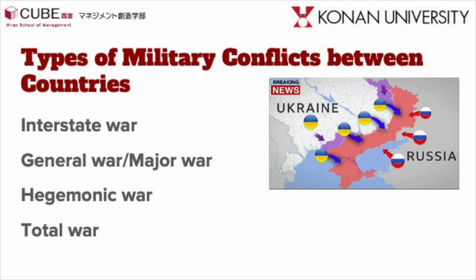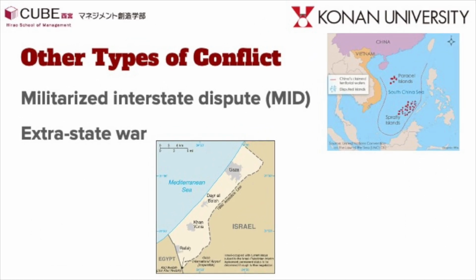And total war is a war in which hostile states mobilize all resources and target civilians as part of their war strategy. And if we look at American history, the American Civil War is an example, and then also both world wars, World War I and World War II, are examples of total war. Again, where the hostile states mobilize all their resources and target civilians.